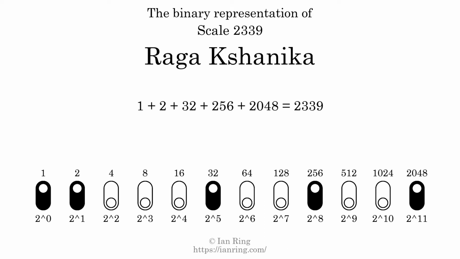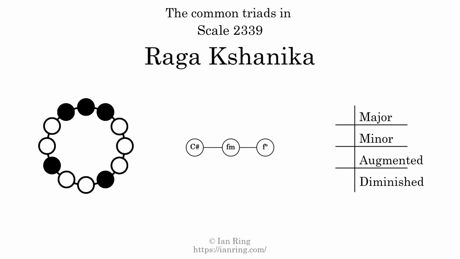2339. The scale number not only enumerates the scale with a unique index, but it also literally describes the tonal content of the scale. Represented as a binary number in base 2, the scale number is 1001001000011. Here are the common triads present in this scale.